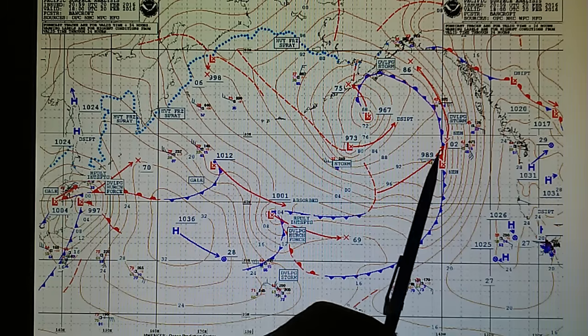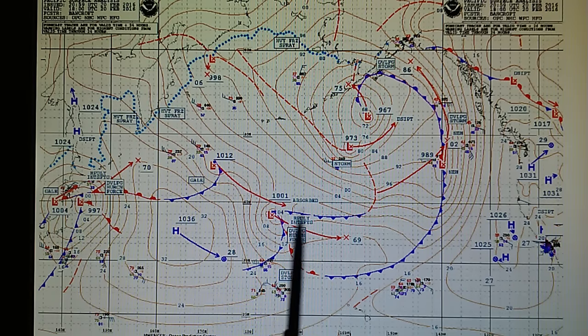We have 1, 2, 3 lows here. We've got a hurricane force low down here. And so they're setting up very high pressure here. We're expecting 90 to 92 degree weather on Monday and Tuesday here in Los Angeles. And there's not a drop of rain in the forecast for the foreseeable future.